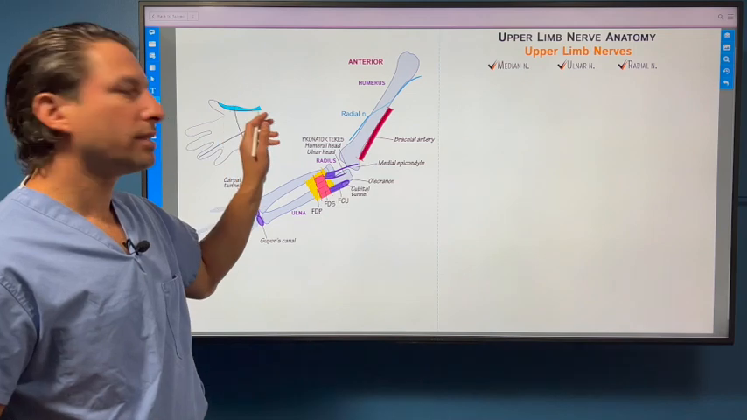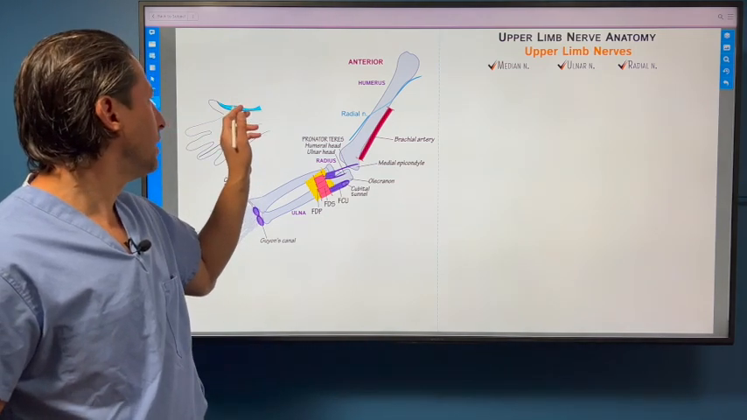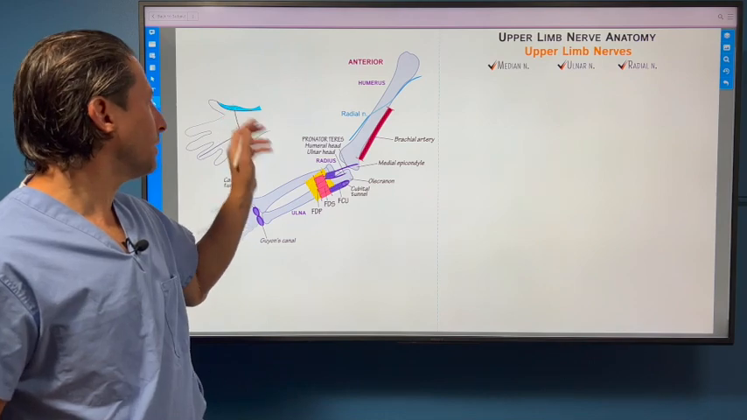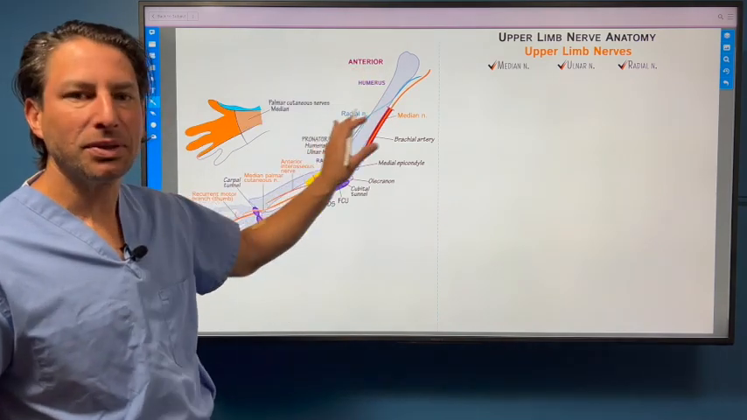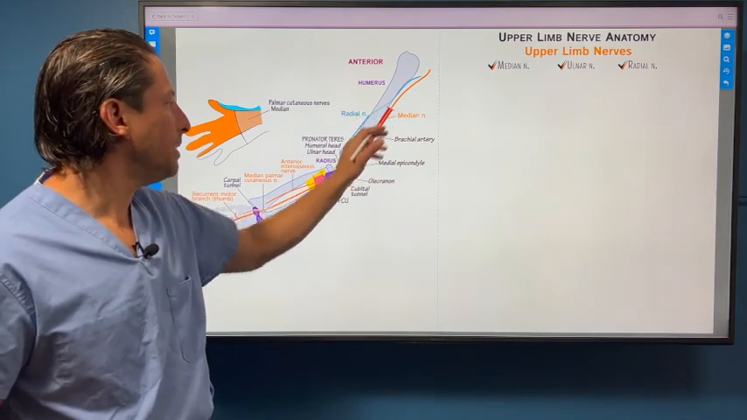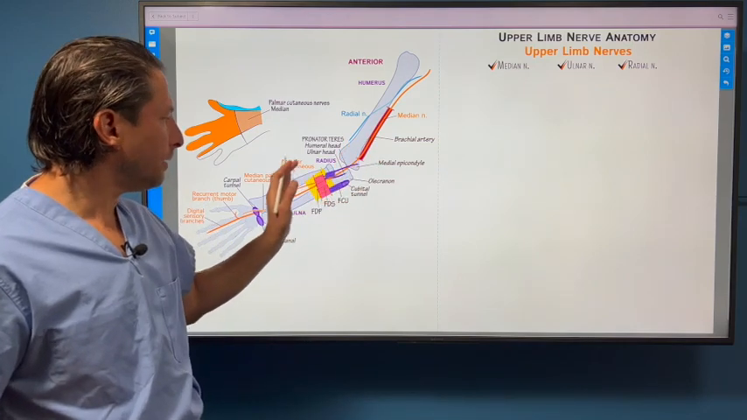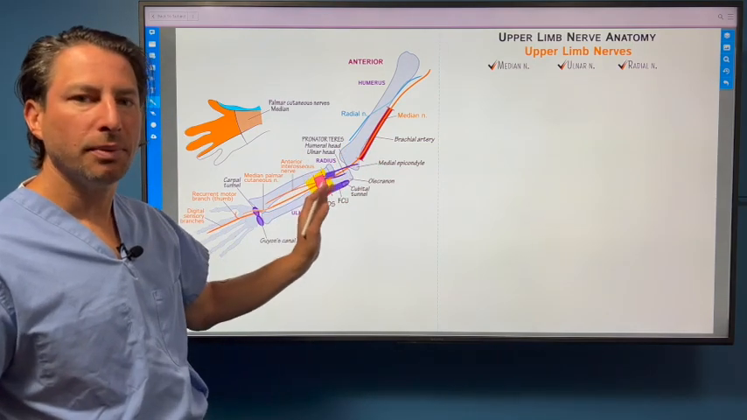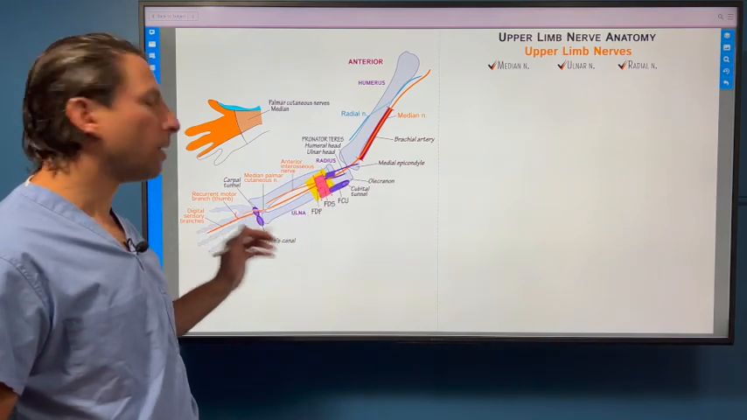It only has this small sensory branch here in the hand, just this lateral aspect of the thumb here. And note that we're on the anterior surface. We'll go through the posterior surface in a second. So then the median nerve comes down along the brachial artery here. There's some potential compression points here in the forearm. And then very importantly, it goes through the carpal tunnel.